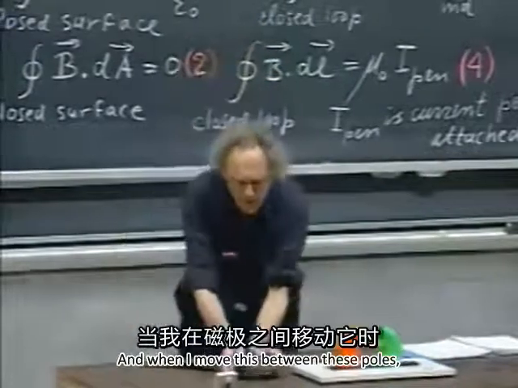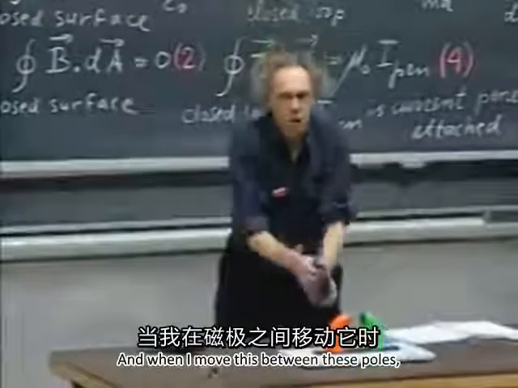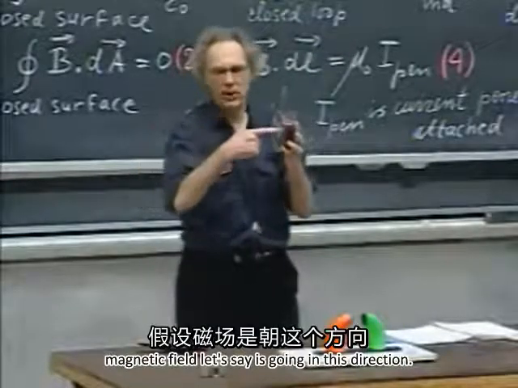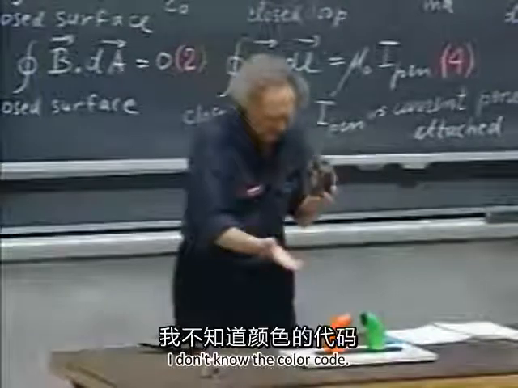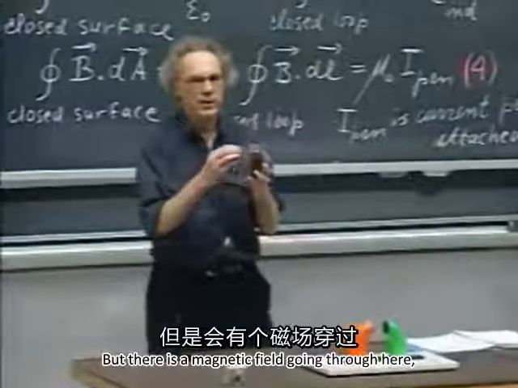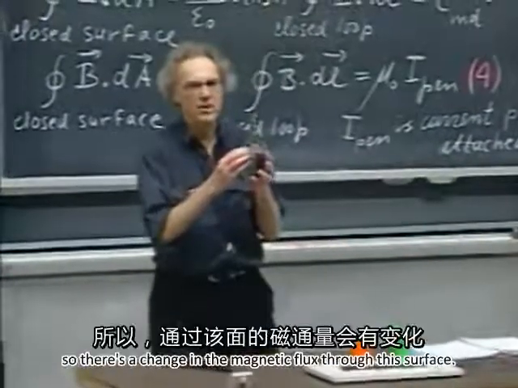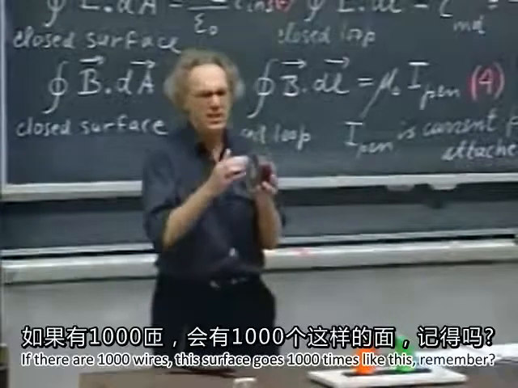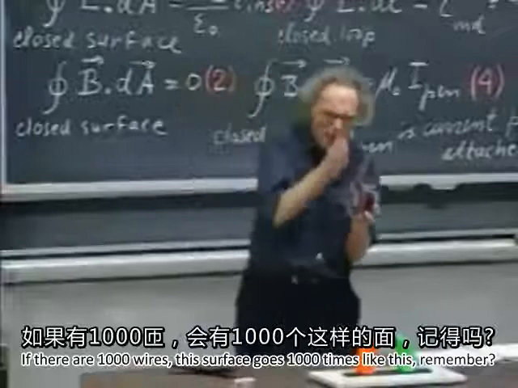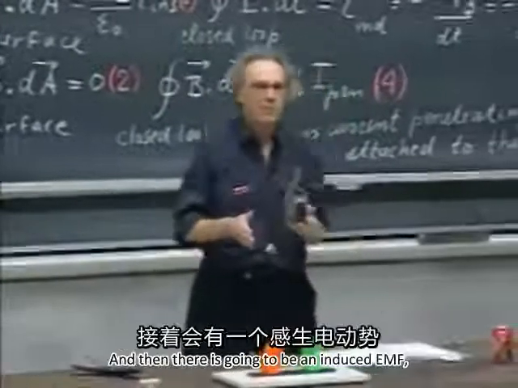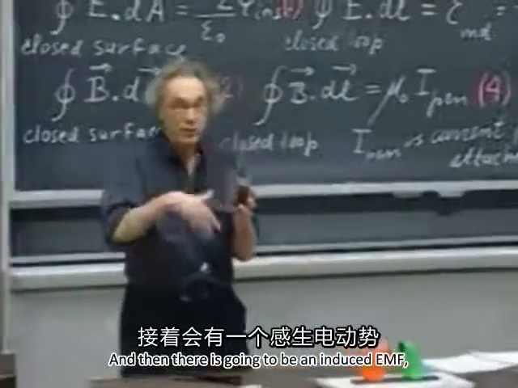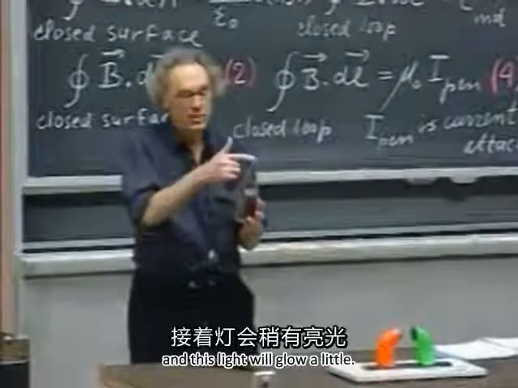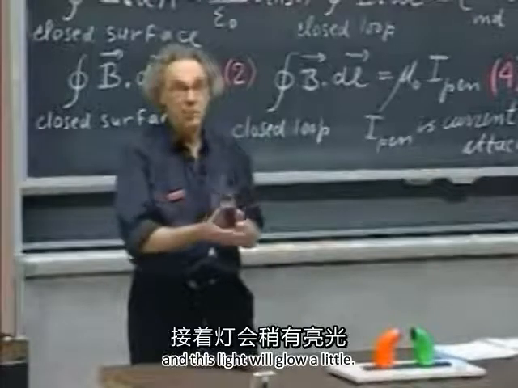And when I move this between these poles, magnetic field, let's say, is going in this direction. I don't know whether it's in this or that. I don't know the color code. But there is a magnetic field going through here. So there's a change in the magnetic flux through this surface. Very crazy surface. If there are 1,000 wires, this surface goes 1,000 times like this, remember? And then there is going to be an induced EMF. And there's going to be an induced current. And this light will glow a little.